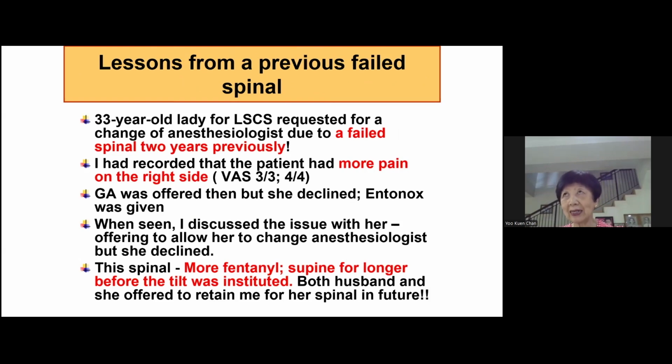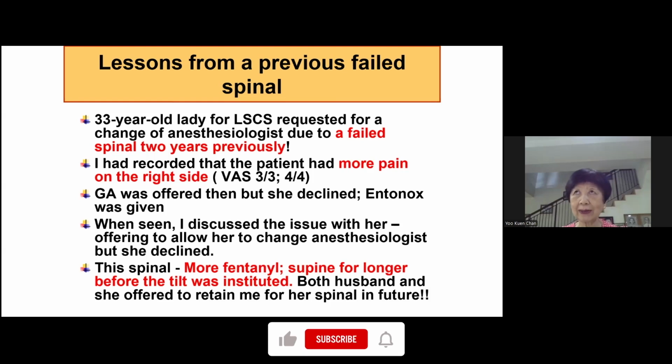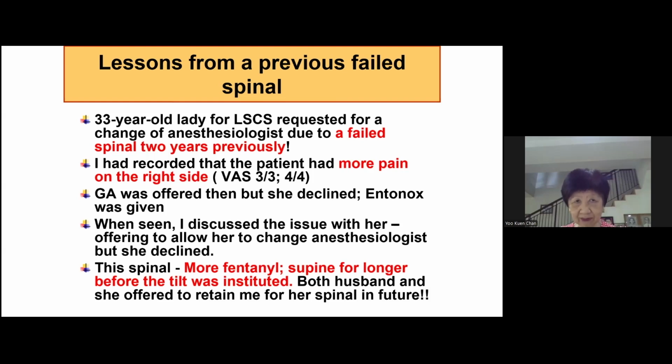If you're doing it in the lateral position, right lateral, do the spinal, and then after that, allow the patient to become supine with a wedge on the right hip, and you will get a better spinal compared to doing the spinal in the left lateral tilt. Now, I'm going to share with you 2 scenarios and lessons I've learned.